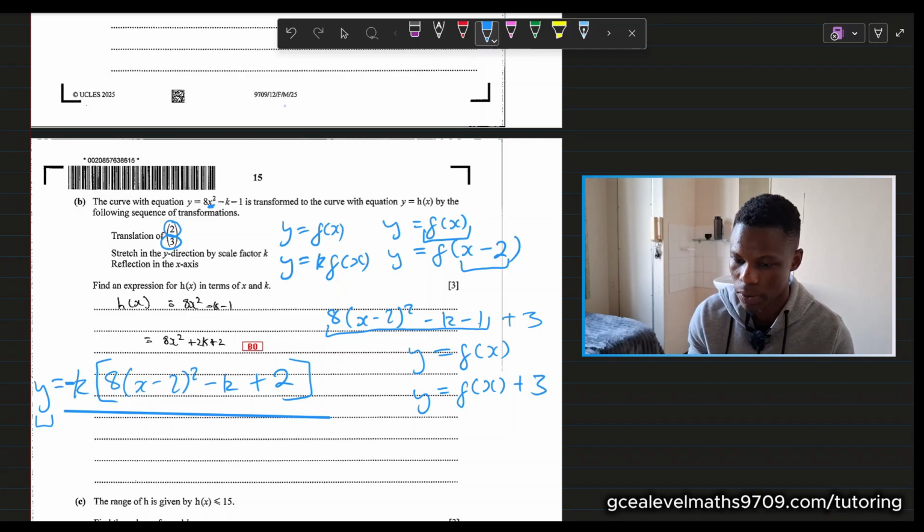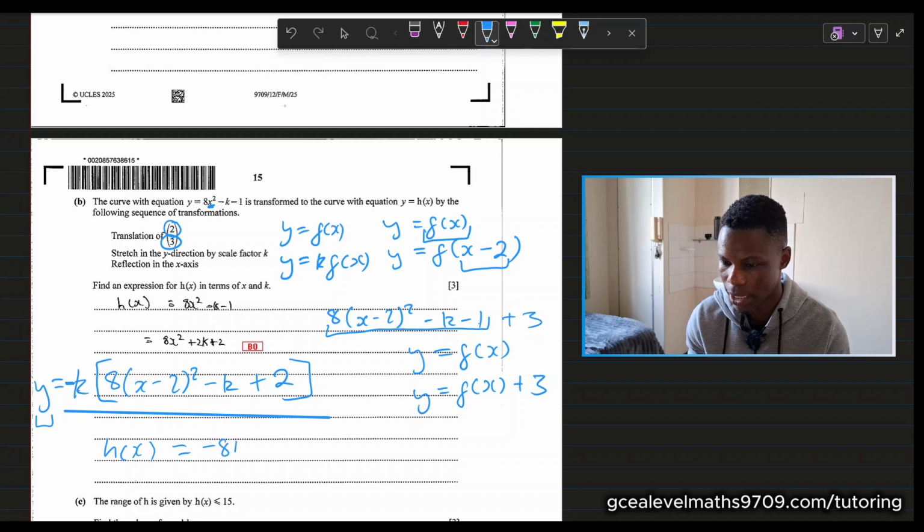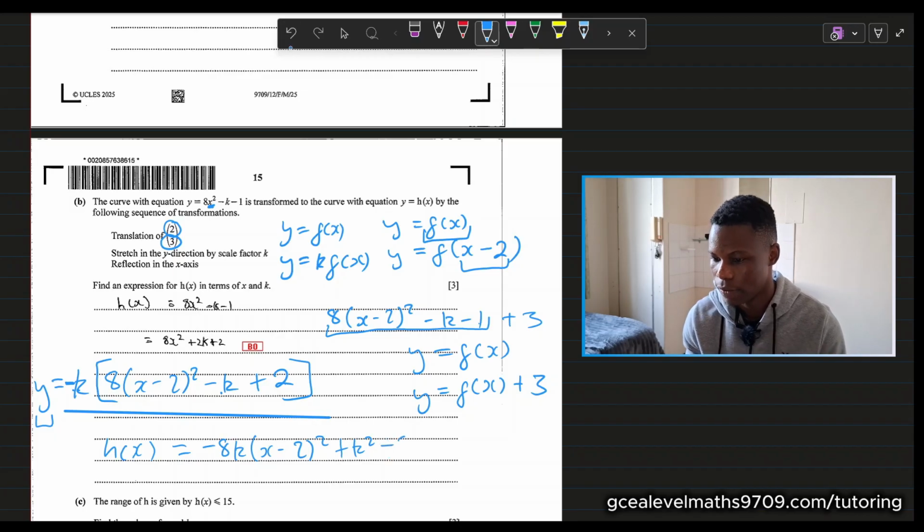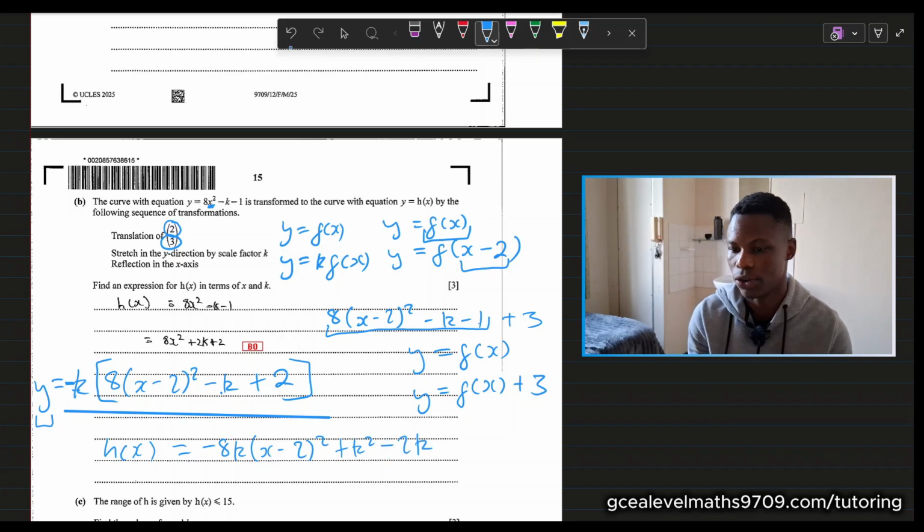h of x. Maybe we can expand it, right, and say h of x is equal to negative k times 8, so negative 8k(x minus 2) squared, then negative k times negative k, that's positive k squared, negative k times 2, that's going to be our negative 2k. Negative 2k, so this should be your h of x.